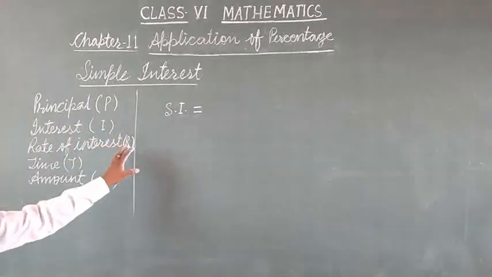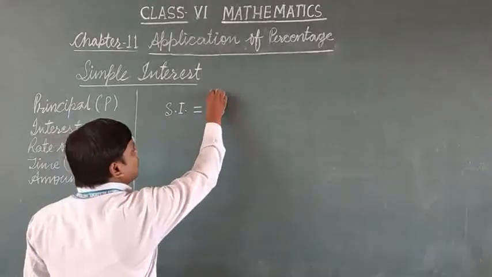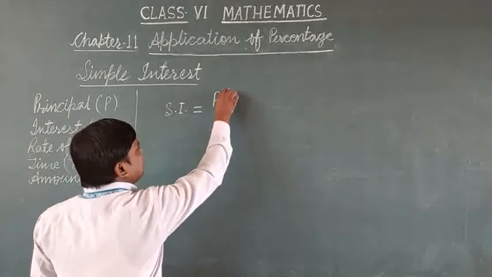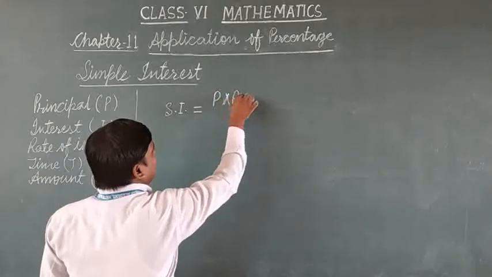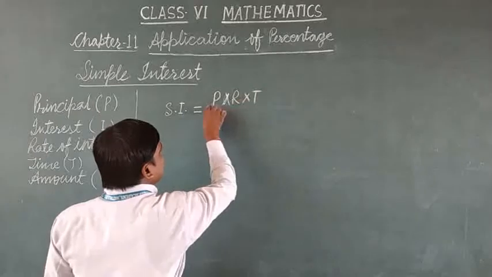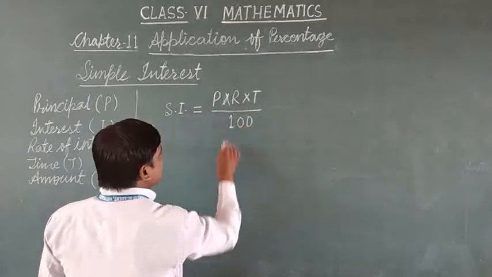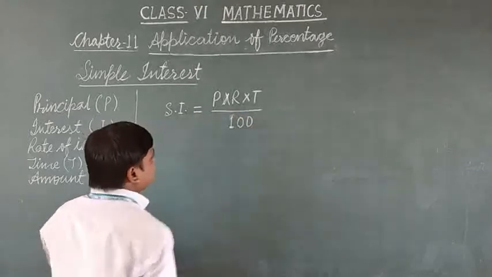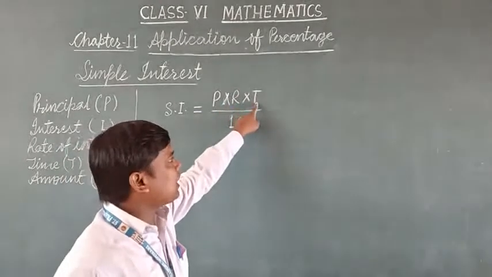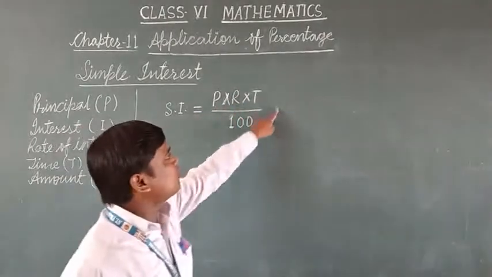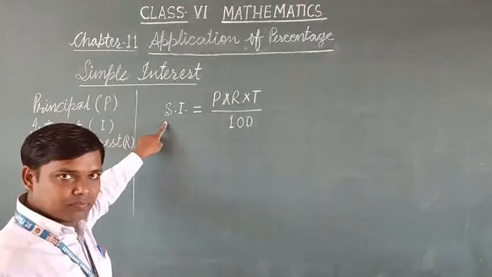Now see the relationship among them. When we calculate SI, we have the relation SI = P multiplied by R multiplied by T divided by 100. Means if we have principal given, rate of interest given and time given, using this relation we can calculate SI. Okay?